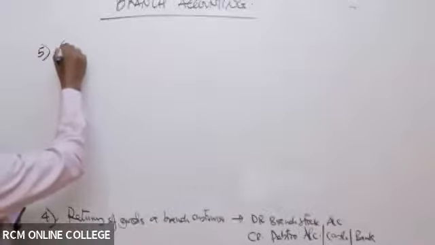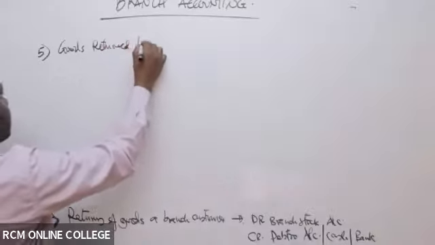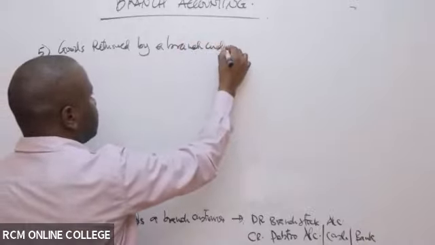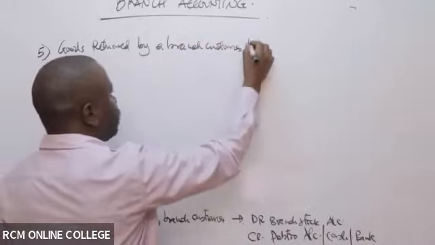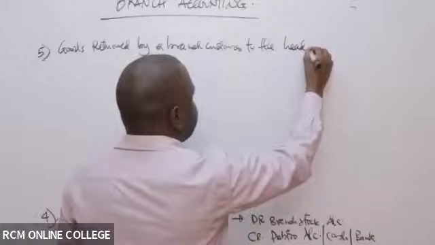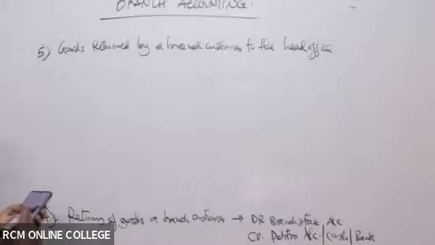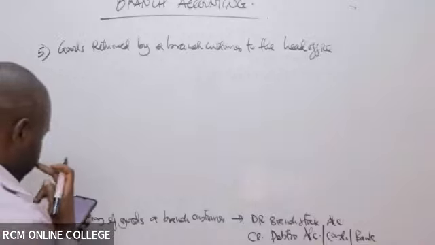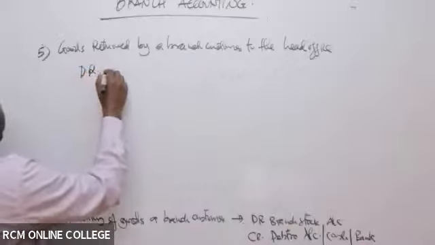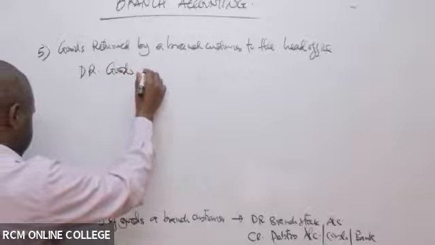So what happens? Goods returned by a branch customer. Goods returned by a branch customer to the head office. So they don't go to the branch, but in this case, they go to the head office. If this is the case, then you debit the goods sent to the branch account. So you debit the goods sent to branch account.